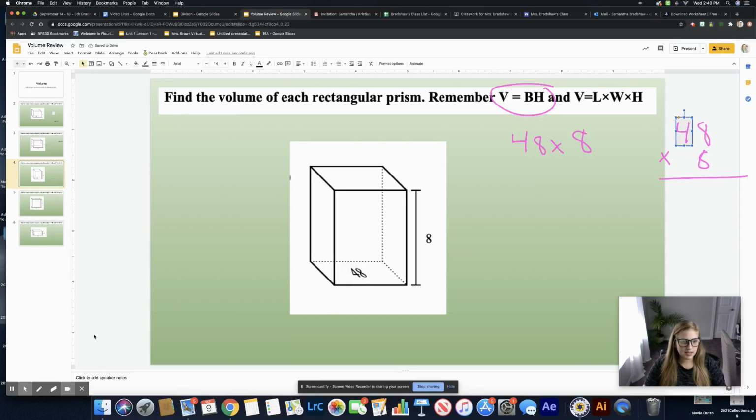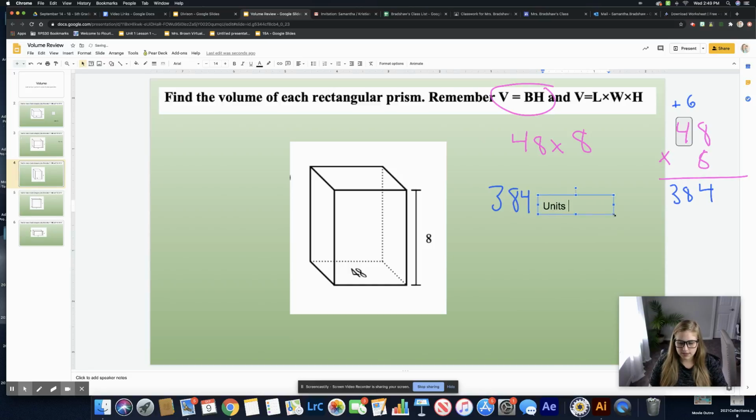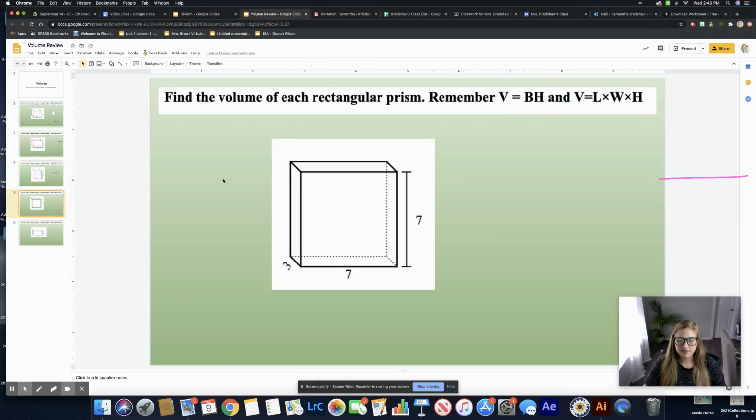8 times 8 is 64. Put my 4, carry my 6. 8 times 4 is 32, plus 6 is 38. So my volume is 384. Don't forget, if I do not put a qualifier, then I would get this wrong. Units cubed or cubic units. Go ahead and pause the video now to solve this problem.